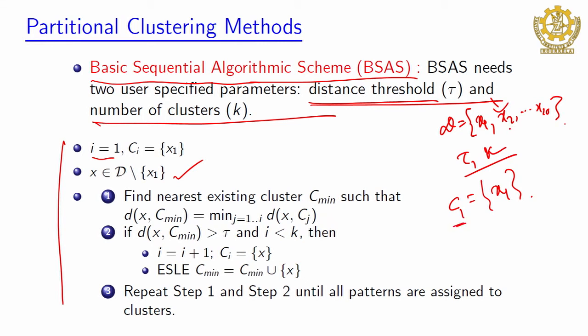Now, we compute the distance from x 2 to the cluster C 1. If there is another cluster C 2, we compute the distance from x 2 to C 2 again, and whichever is the minimum, we will identify that cluster. So, it says find the nearest existing cluster C min. We have 5 clusters and we have to assign this x to one of the 5 clusters, or it will form a new cluster.